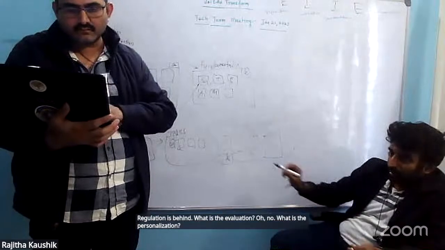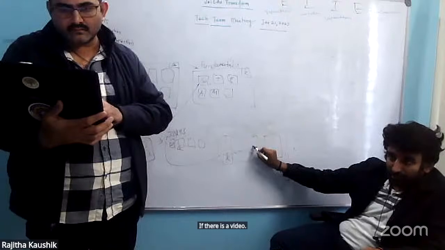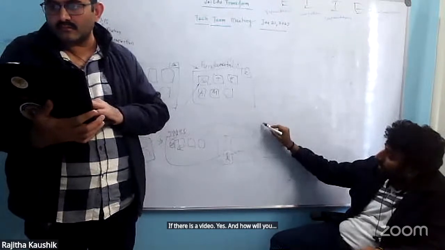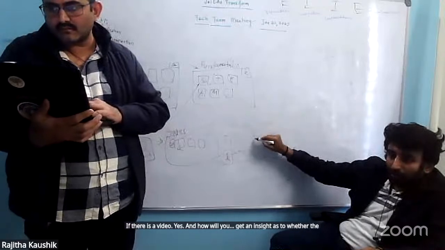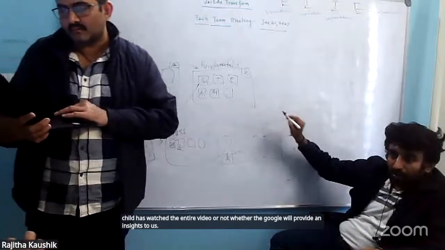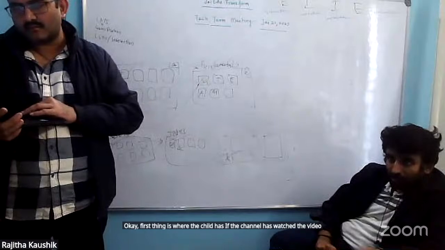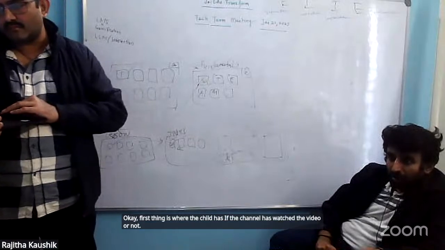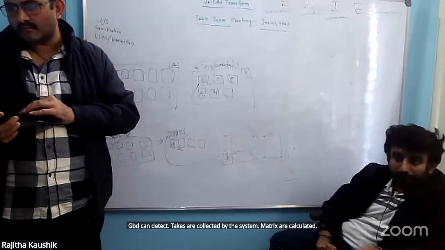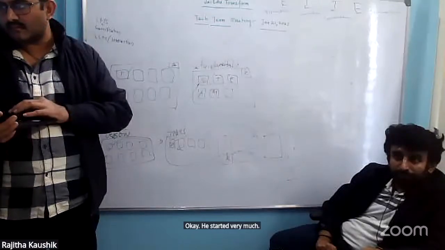I'll tell you. If there is a video given to the child, how will you get an insight into whether the child has watched the entire video or not? Will Google provide the insights to us? Gemini can detect whether the child has watched the video. Metrics are collected by the system. Metrics means when he started, when and how much he stopped. Gemini will not do that.